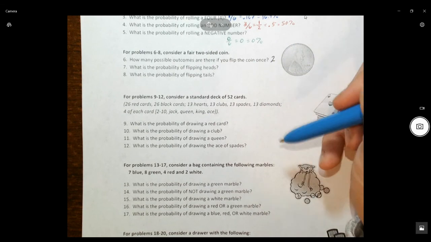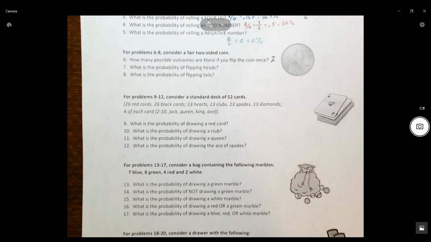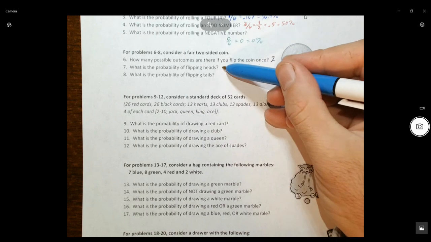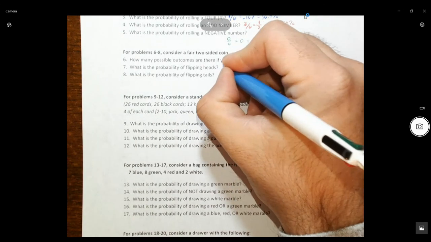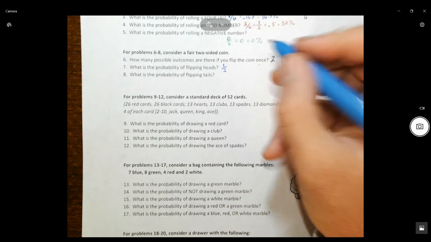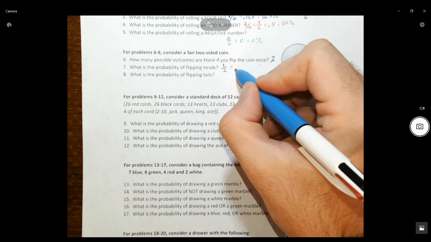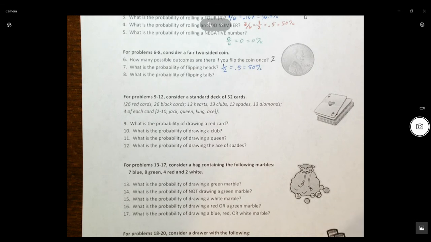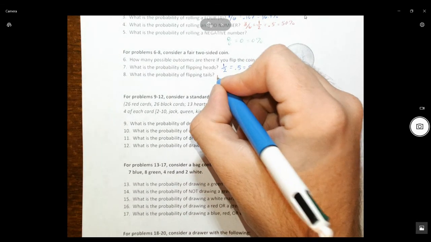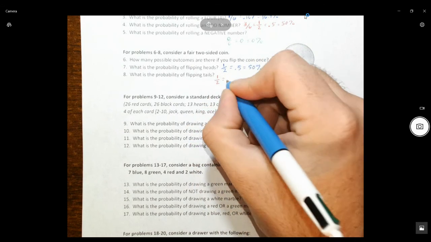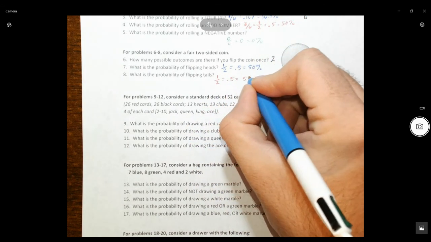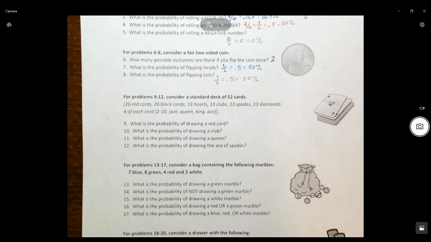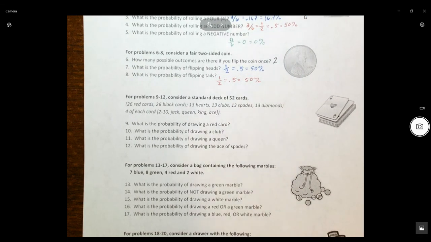So that's going to be the bottom of my fraction when I move ahead. So what is the probability of flipping heads? Heads is one side out of the 2 total sides. So there's a 1/2 chance, which is 0.5 or 50%. All right, probability of flipping tails is the same thing. Tails is one side out of the 2 sides. So 0.5 or 50% chance. Okay, coins are fairly easy. It's either heads or tails.